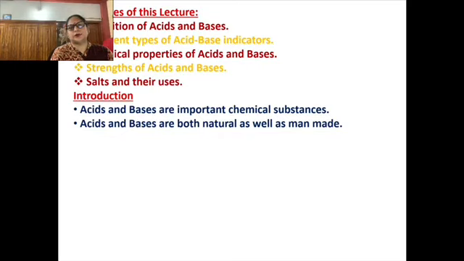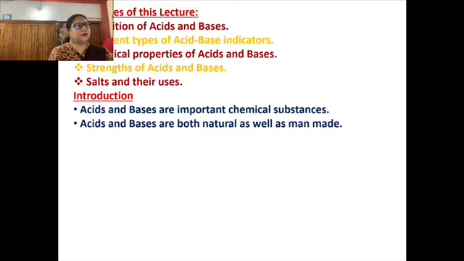The definitions are important because if we discuss the definitions, then the properties, mainly the chemical properties of acids and bases, become easy. In the next one, we will discuss acid-base indicators. That means here we consider some special type of substances which we can use to detect the presence of acids and bases in solution.